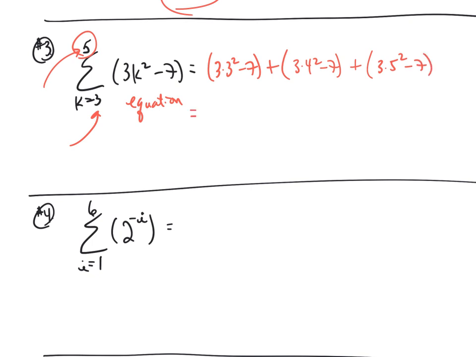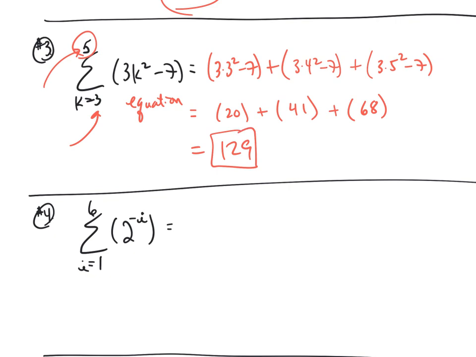And again, I just need you guys to do the arithmetic. 3 times 3 squared minus 7 is 20. 3 times 4 squared minus 7 is 41. And 3 times 5 squared minus 7, 25, 75, 68. Again, feel free to double check my arithmetic there. And then when I add, because the sigma always means add, 20 plus 41 plus 68 would be 129. If I did that okay, I got 129.